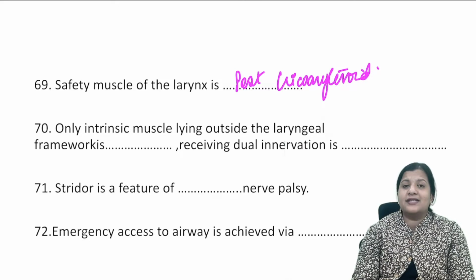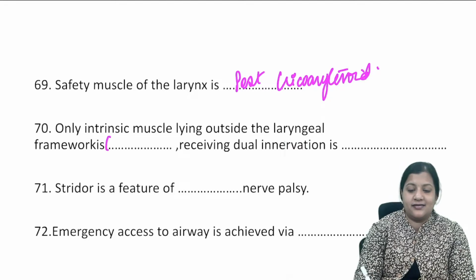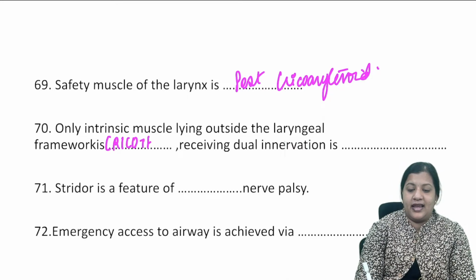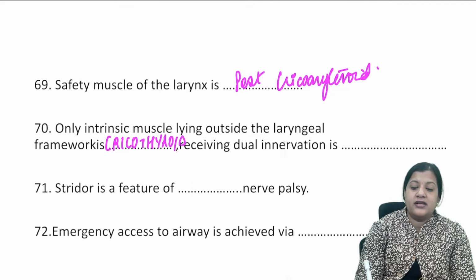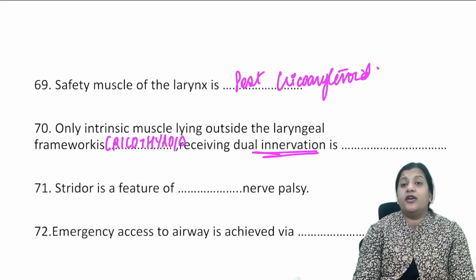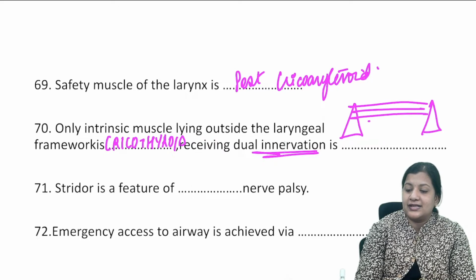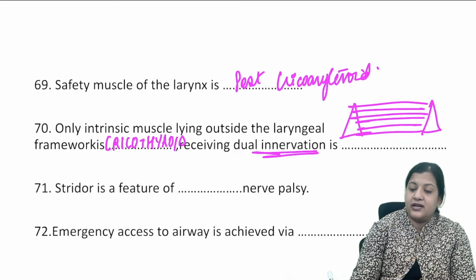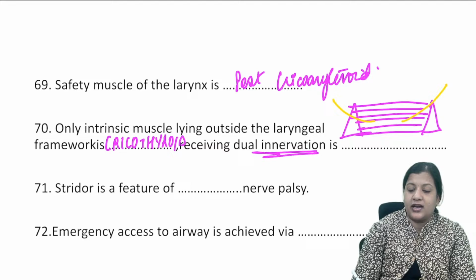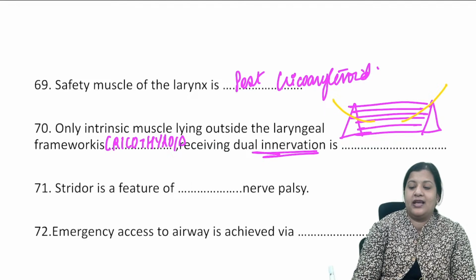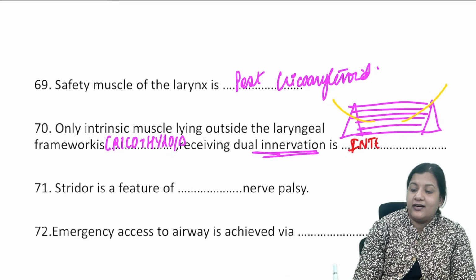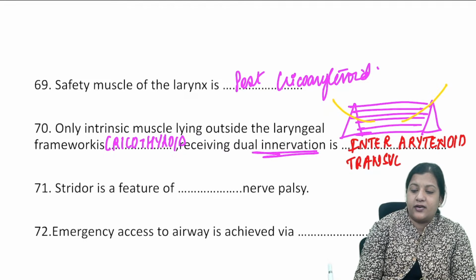It is an intrinsic muscle lying on the outside. What is it? Yes, cricothyroid. What is the only muscle receiving dual innervation going from one arytenoid to another arytenoid? It is a single muscle, but it receives innervation from the right side and the left side. What is this muscle? Yes, this is your interarytenoid, also called transverse arytenoid.